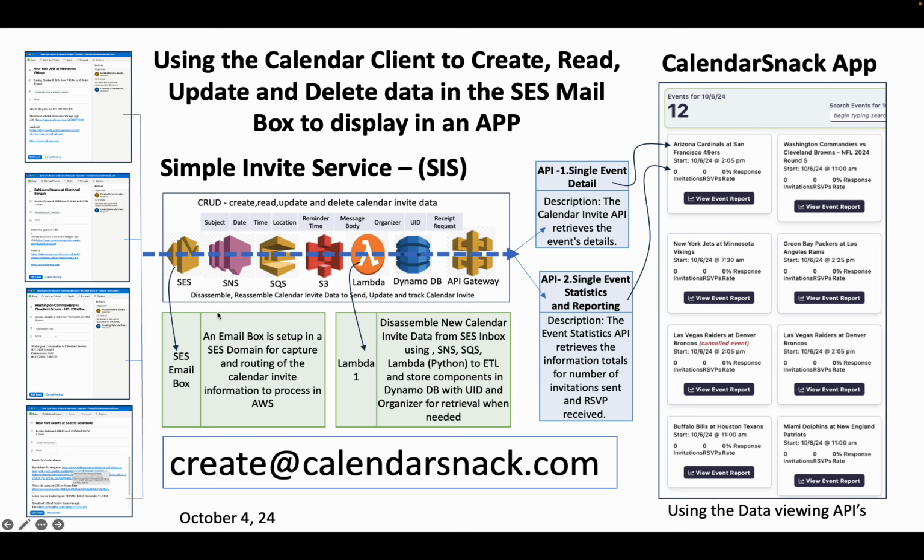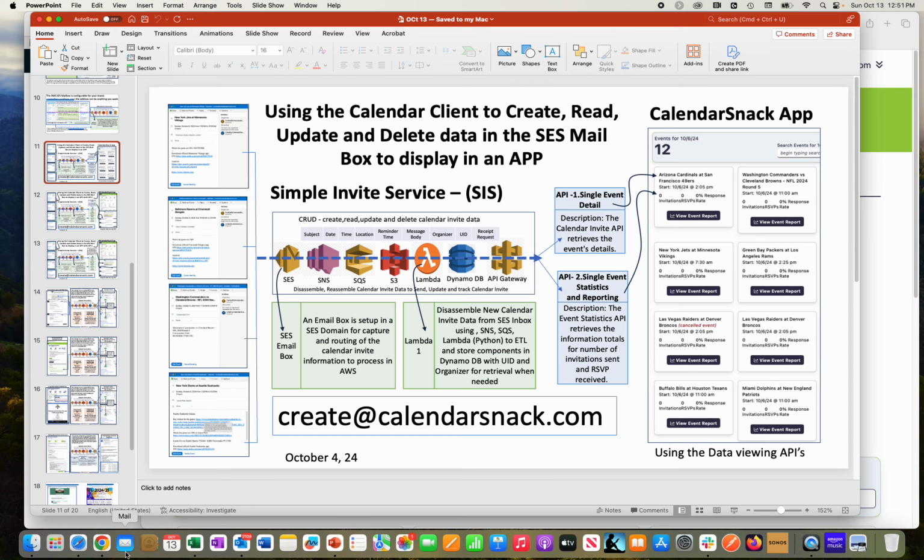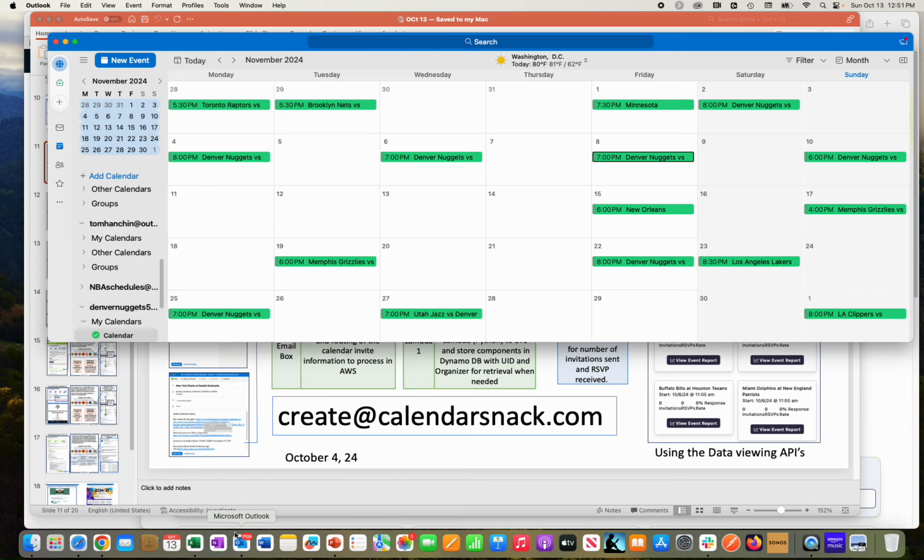And I'm injecting data into the calendar snack system, or these S3 buckets, essentially for the disassembly of the calendar invite to be stored in DynamoDB, so I can summon it in the interface and use it for various calendar invite sends on Amazon. So the data injection model today, and I'm working on other ones, is as simple as this.